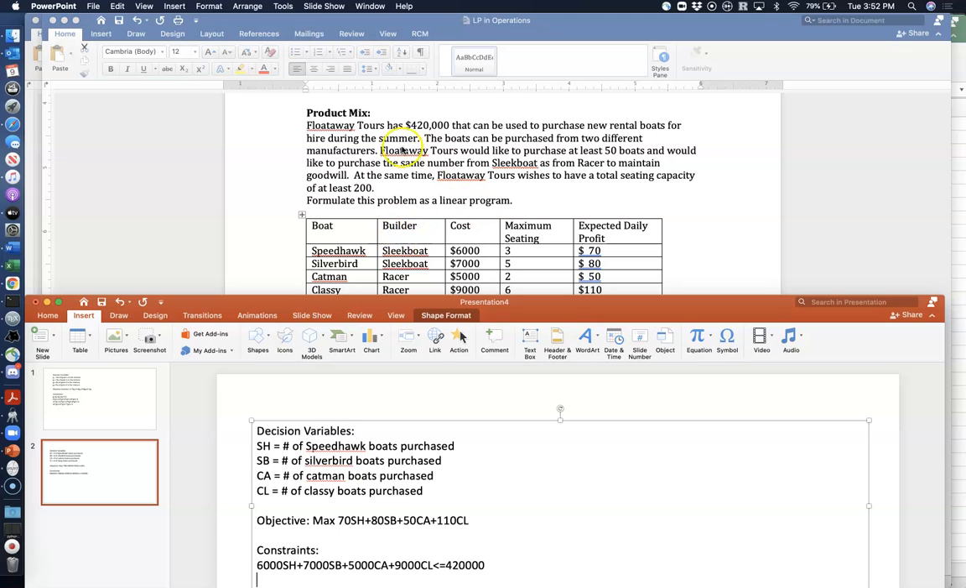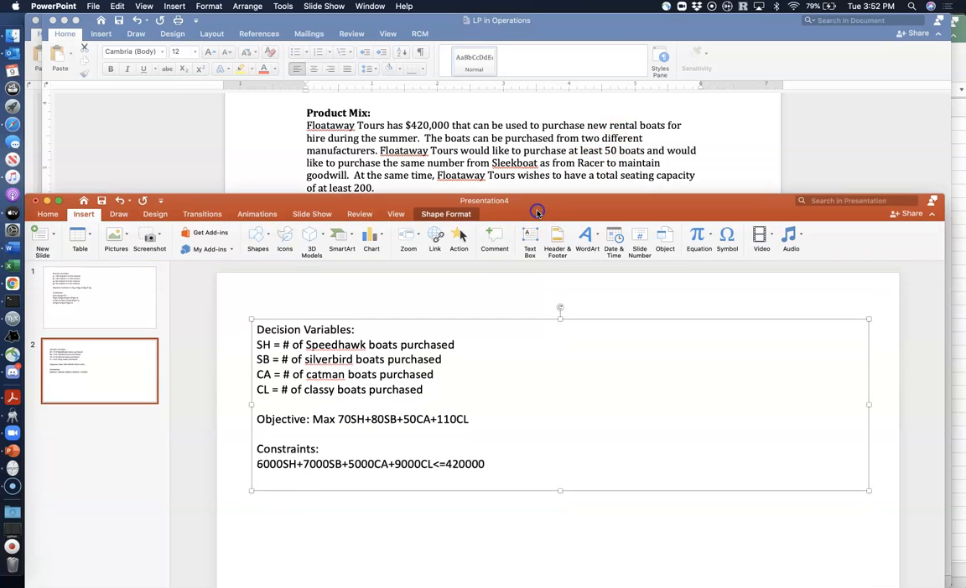The second constraint is you have to buy from these 2 manufacturers, and you want to purchase at least 50 boats in total. So there'll be Speedhawk plus Silverbird plus Catman plus Classy. The total number of boats has to be at least 50, right? That's something to keep in mind.